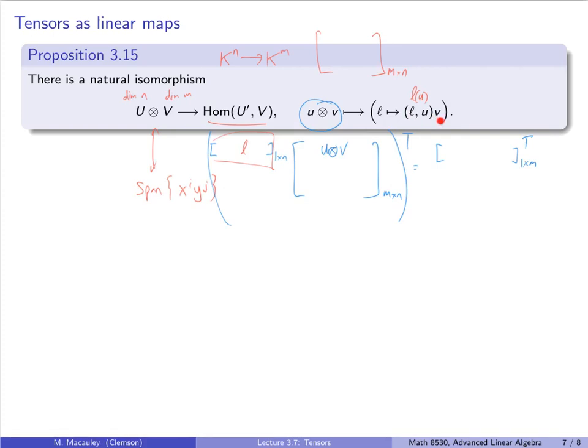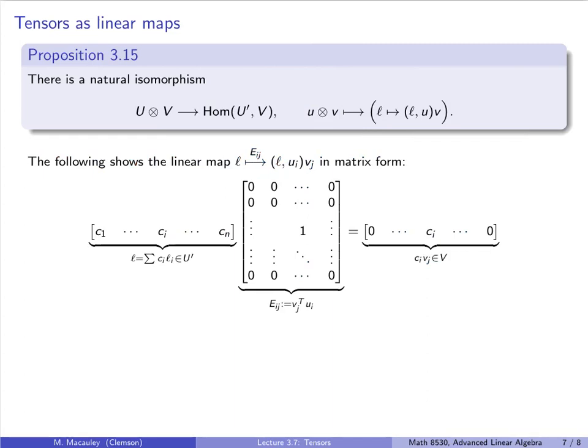So somehow u and v are involved in this, and it should not be clear from this abstract definition what the heck is going on. So somehow here this thing sends L to L of u times v. So let's try to understand this better.